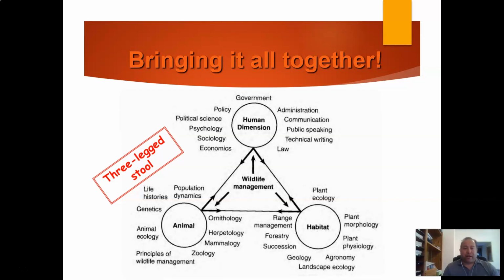With the animals, we're talking about their life histories, their genetics, their ecologies, the principles of wildlife management, zoology, mammalogy, herpetology, ornithology. With the habitat, we're talking about plant ecology, range management, forestry, succession, plant physiology, plant morphology, landscape ecology. All of these different things being brought together and having to be considered and thought about at all points.